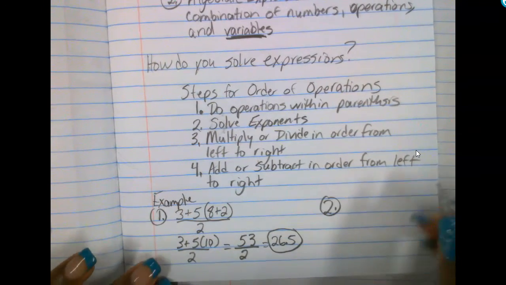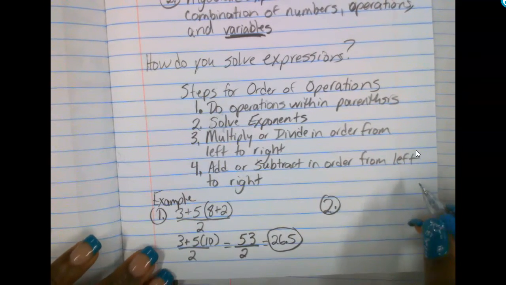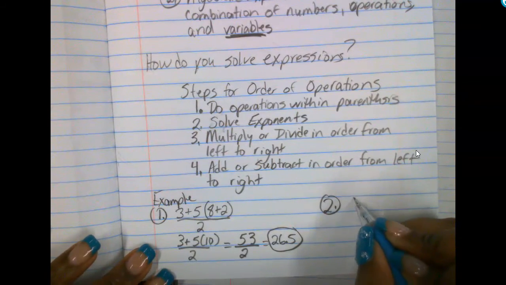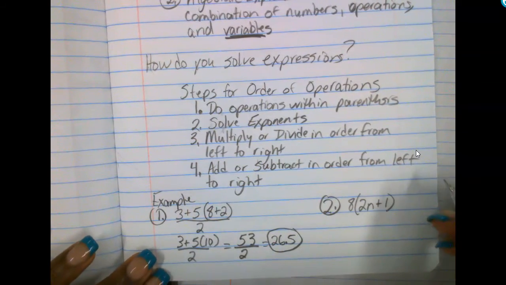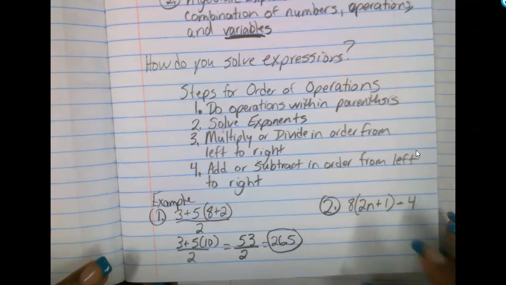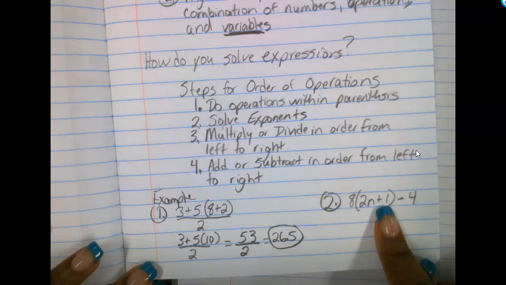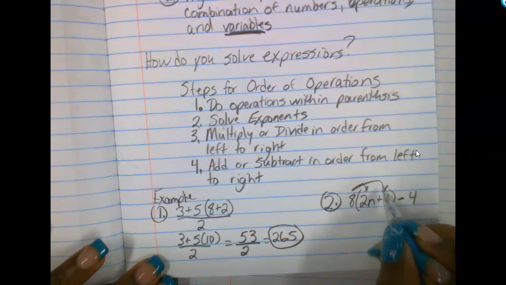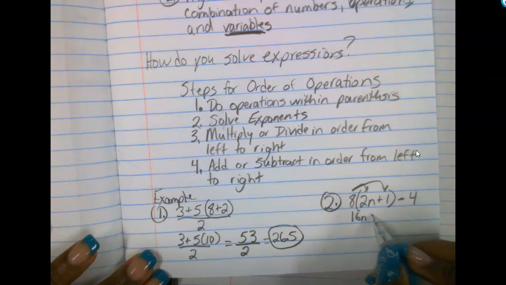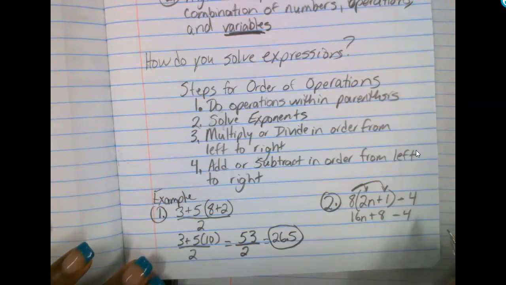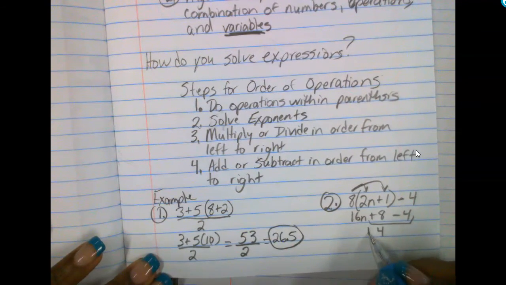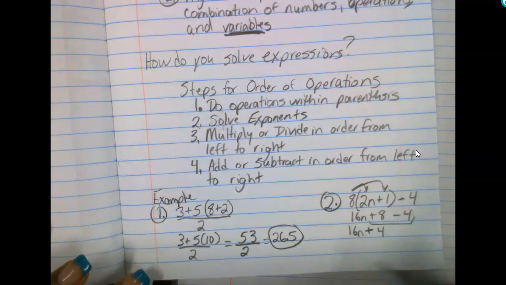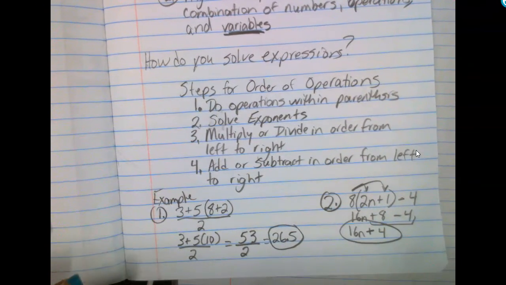Let's do an algebraic one. An algebraic expression. Let's do 8 times the quantity 2n plus 1, and let's do minus 4. Let's do what's in the parentheses first. We can't, so now we're going to use the distributive property. This gives me 16n plus 8 minus 4. Now we're going to combine these terms together. I'm going to subtract, and that gives you positive 4. So that's 16n plus 4. You cannot simplify this any further. So that's going to be your answer there.